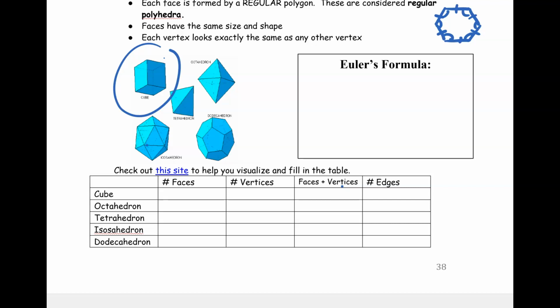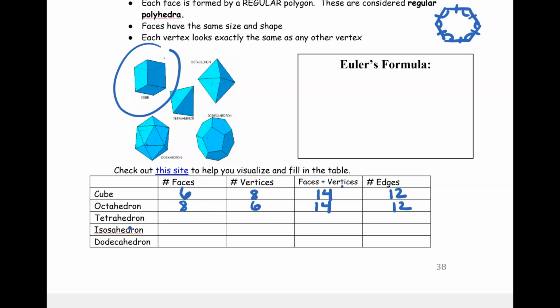So I'm going to go ahead and just fill in the table. Hopefully you've gone through and tried to do this yourself. With a cube, there are 6 faces, 8 vertices, and 12 edges. And if we add 6 and 8 together, we get 14. With an octahedron, there are 8 faces, 6 vertices, and 12 edges. And if I add 8 and 6, again, I get 14.